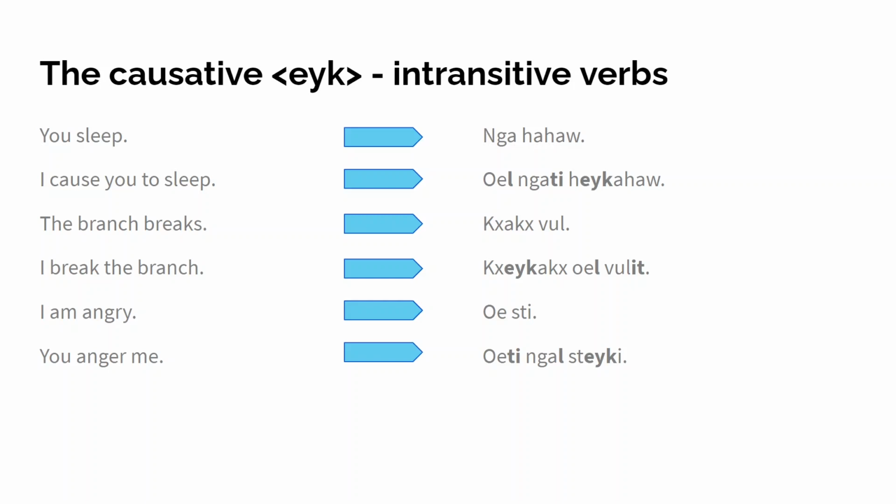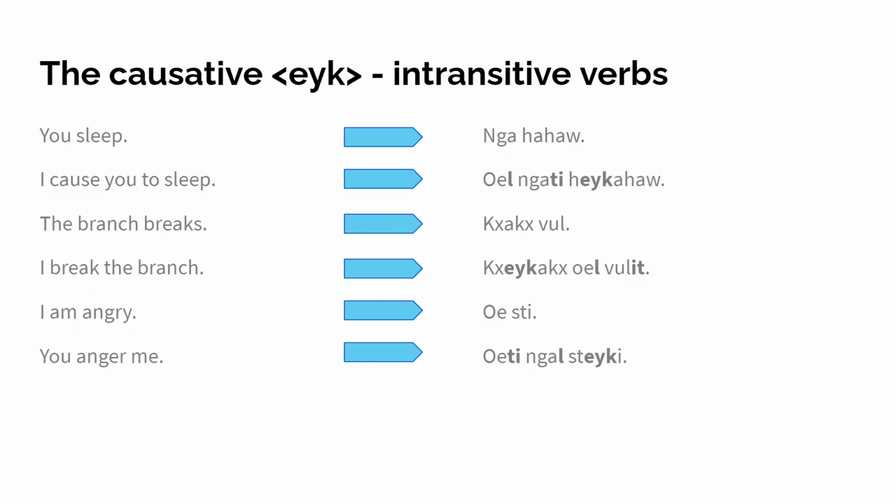Another example would be the branch breaks, kak wool. To break in Na'vi, so kak, is only used intransitively. If I now want to use it transitively, like in the English sentence, I break the branch, I have to use the eg infix. Kak well wulit. I cause the branch to break, or I make the branch break. And with that, we can do this transitive meaning of to break.